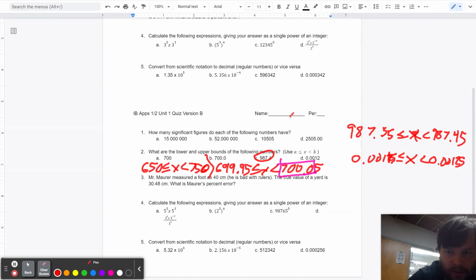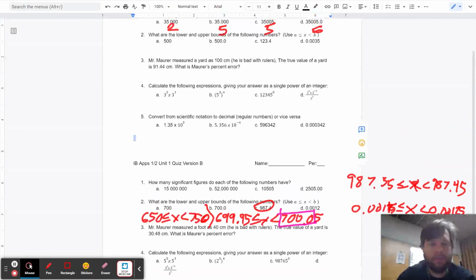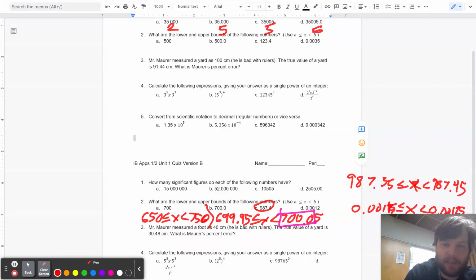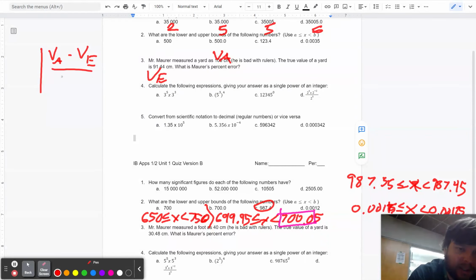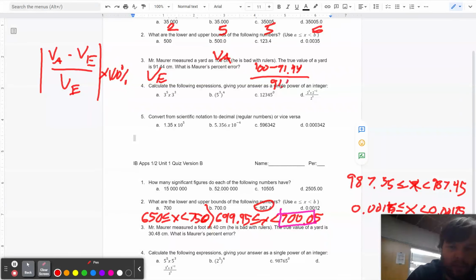All right, I'm going to go back up to version A to do question 3. Oops, I'm going to do this first. There we go. All right, so question 3. Measured a yard is 100 centimeters. That's my approximate V_A. True value is 91.44 V_E. Remember a percent error: V_A minus V_E over V_E. I'm just subtracting to see how far off I was and then dividing to get it as a percent. So I go 100 minus 91.44 divided by 91.44. I make sure the answer is positive, and I move the decimal 2 places over.